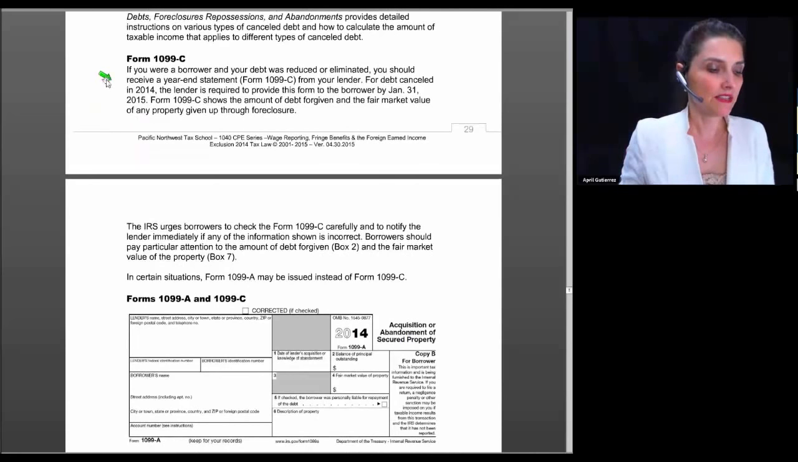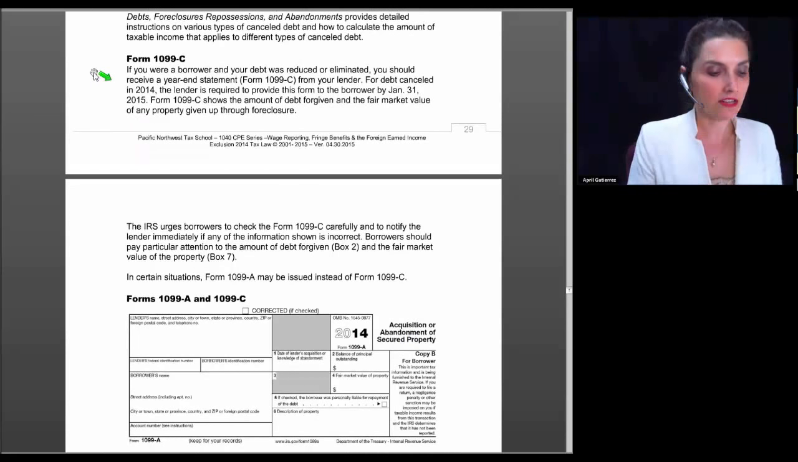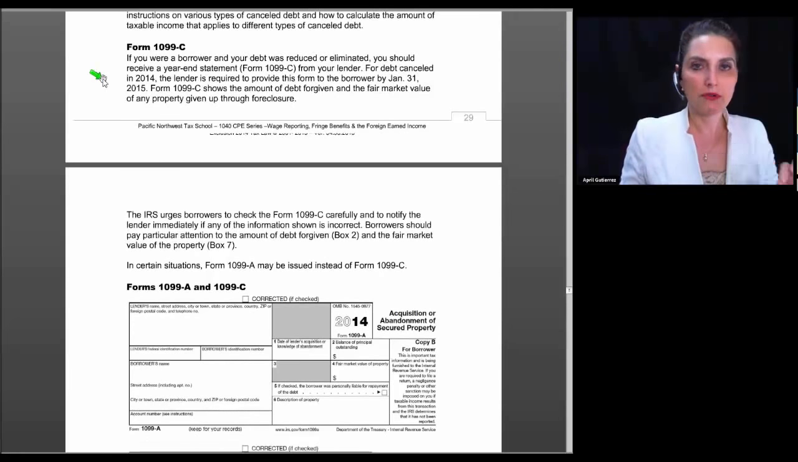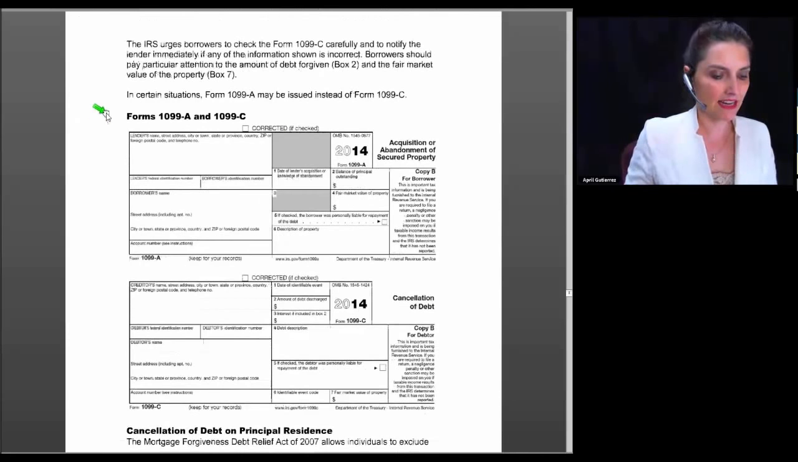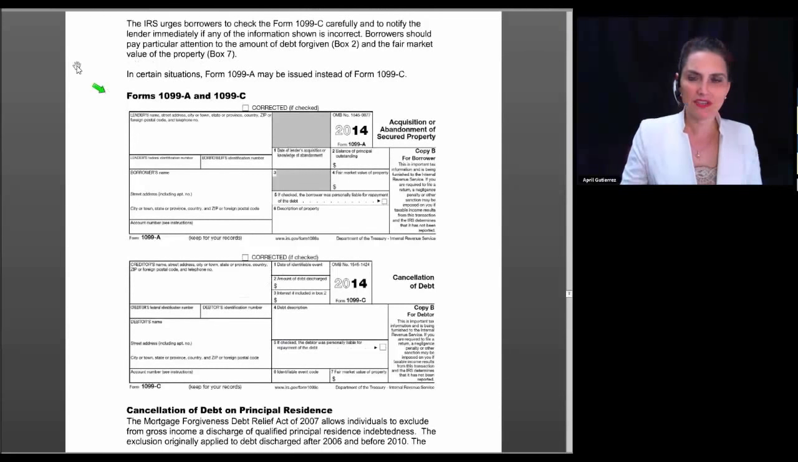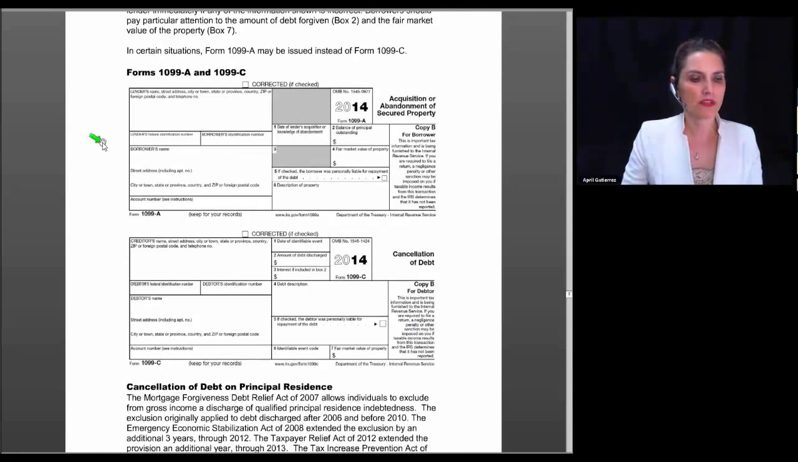Now, if you have canceled debt, the entity that canceled the debt should issue you a Form 1099-C. So if you were a borrower and your debt was canceled, you should be looking to receive this document. Now, there's actually a 1099-C and a 1099-A. And this year I started to see people coming in with both of them. It was interesting. I dealt with a couple of clients who had gone through home foreclosures and then short sales on their houses. So as a result, they were receiving these 1099 documents.